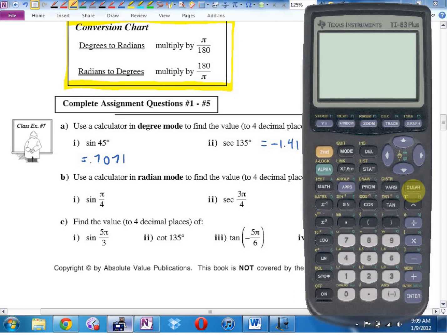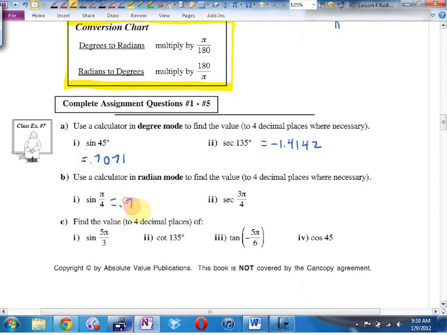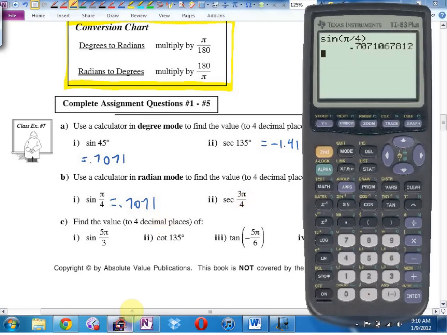Sine of pi by 4. By the way, it's the same answer because 45 degrees is pi by 4 radians, so I should get 0.7071. Secant of 3 pi by 4, that's going to be 1 divided by the cosine of 3 pi by 4. And 3 pi by 4 is 135 degrees. This should give us the same answer, which it does. Negative 1.4142.